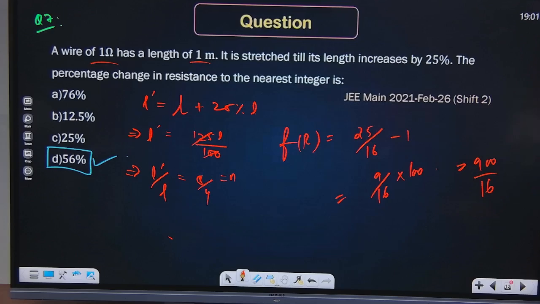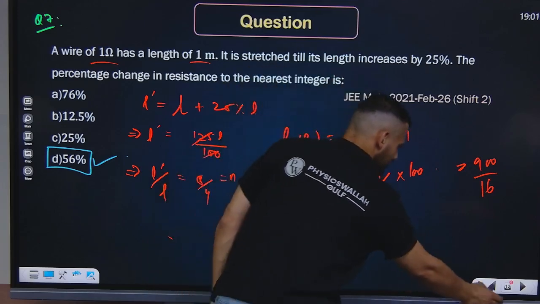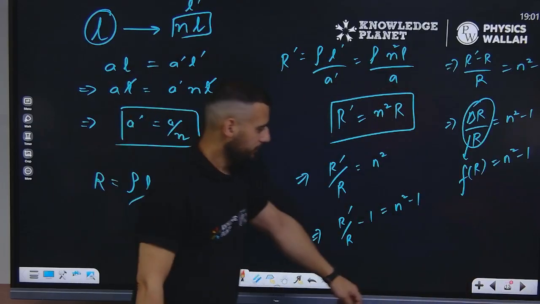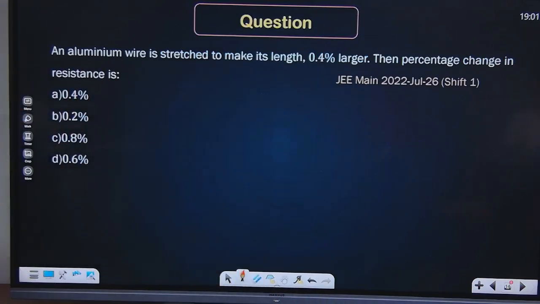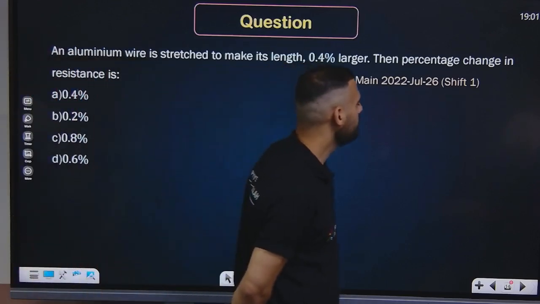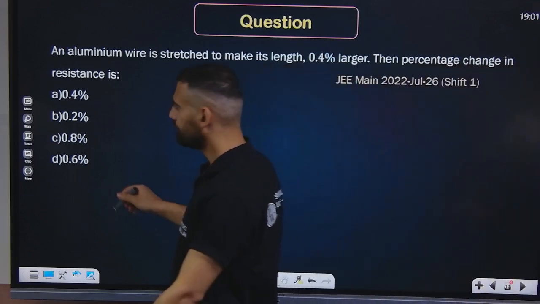In the multiverse of solving numericals, I am in some other world. Next. Please solve this question, please. This is question number 8.